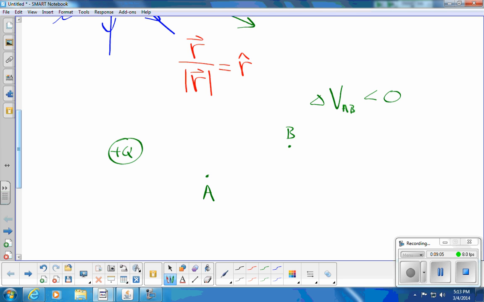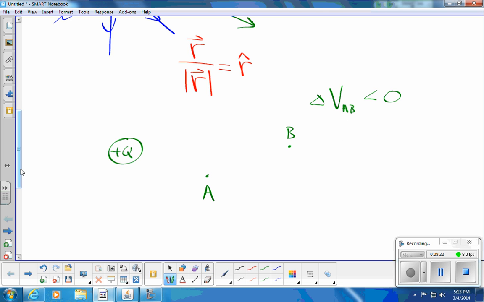Whereas if I go from B to A, I'm actually going to a point of higher potential, and so delta V from B to A would be greater than 0. So it matters which direction I'm traveling. I'm going to go from A to B. Not that it matters, but I'm going to go from A to B for the sake of argument.